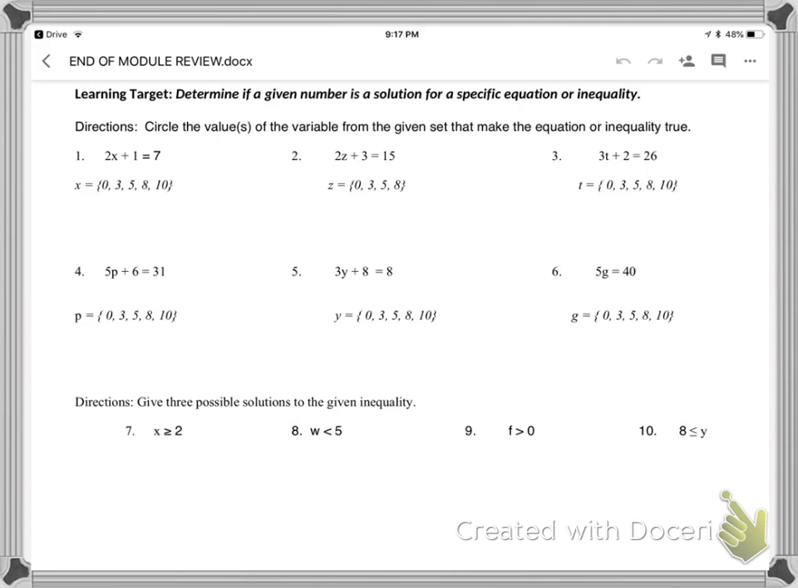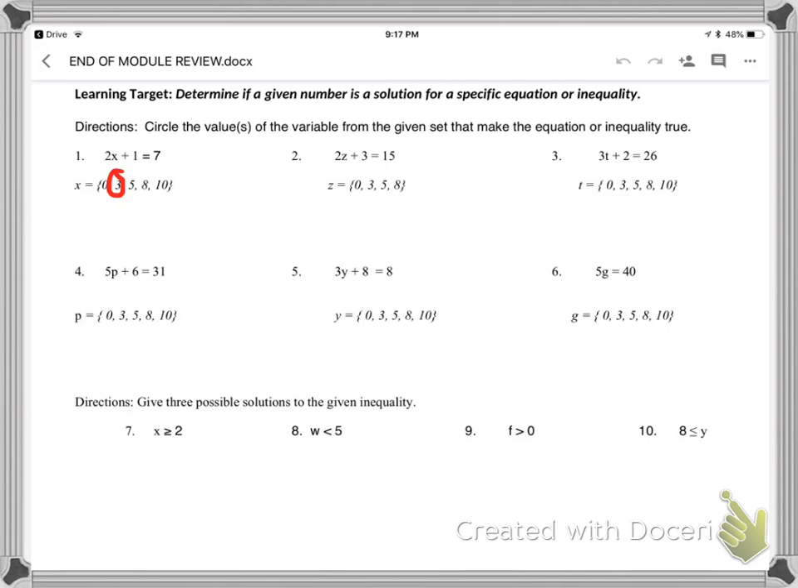All right, next. Number one, we have to circle the values of the variable from the given set that make the equation or inequality true. So 2x plus 1 equals 7. There's only one answer since it's an equation, and we have to figure out what that is. Well, 2 times 3 is 6. 6 plus 1 is 7. So the first one is 3. If x is 3, it makes it true.